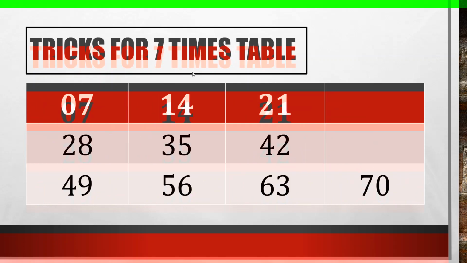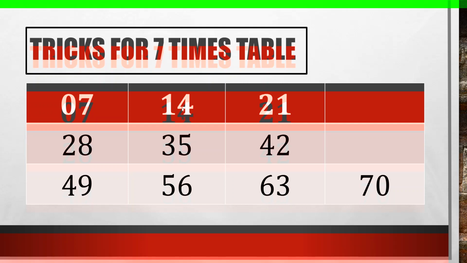Then tricks for the 7 times table. 7 plus 7, 14. 14 plus 7, 21. 21 plus 7, 28. 28 plus 7, 35. 35 plus 7, 42. 42 plus 7, 49. 49 plus 7, 56. 56 plus 7, 63. And the last one, 70.